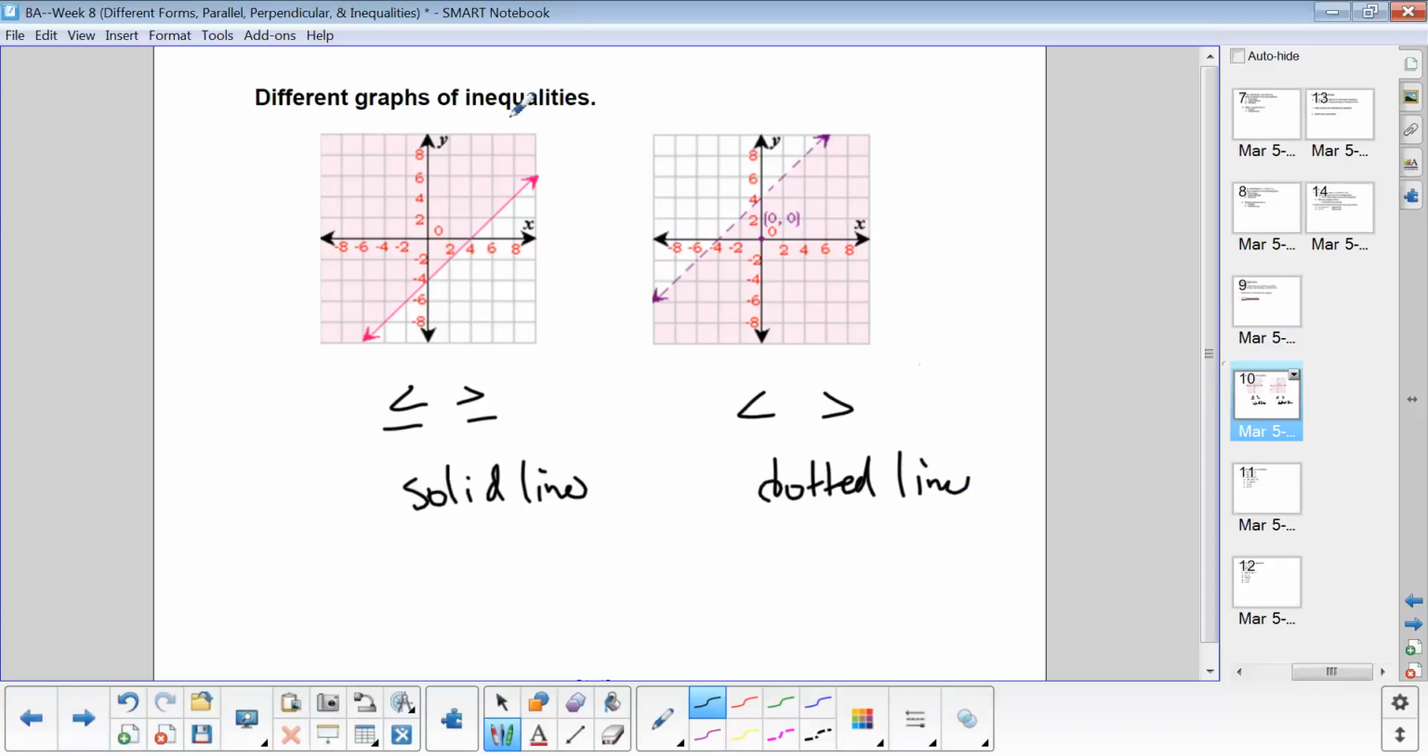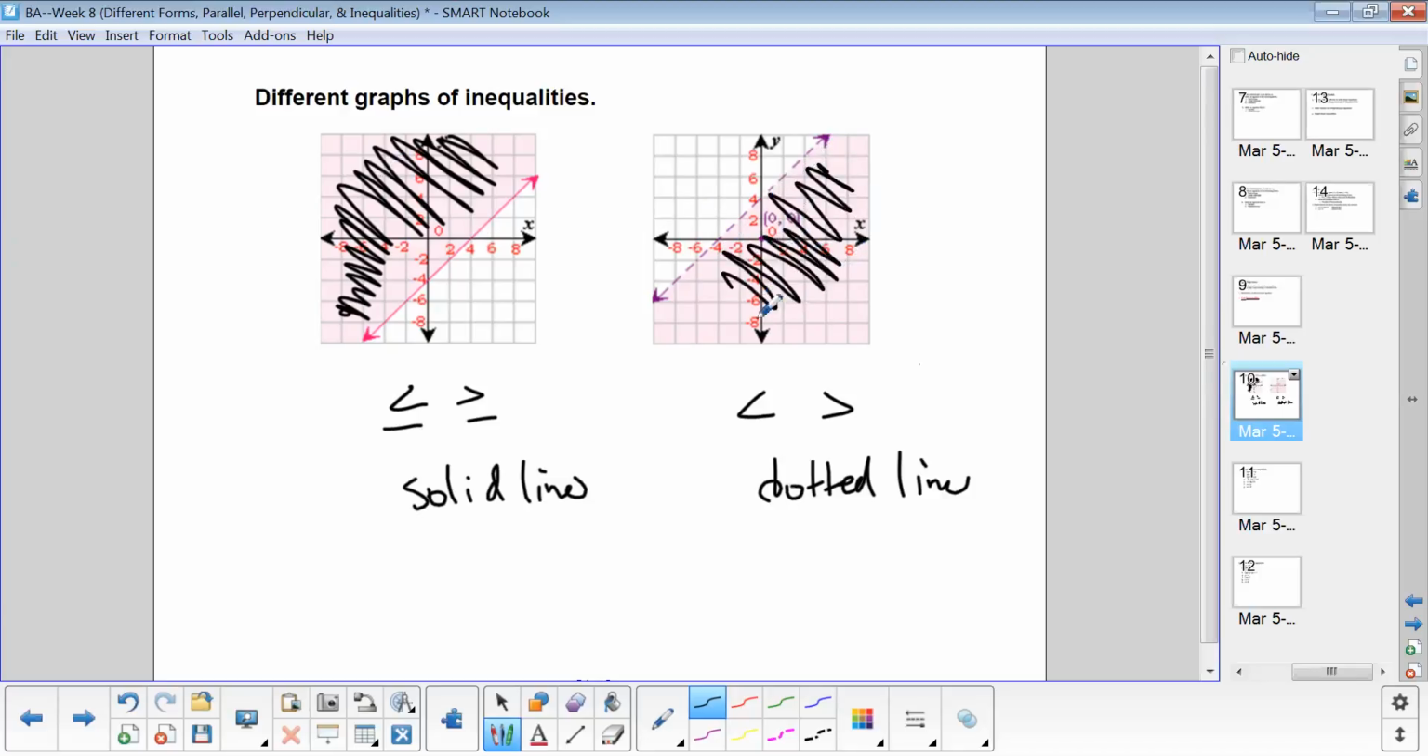Now remember, we talked about this in class, that everything in this shaded region just shows that an ordered pair that's larger or greater than or equal to this line makes the inequality a true statement. Same for here. Any ordered pair in the shaded region that's smaller than or less than this dotted line, those ordered pairs make the inequality statement true.